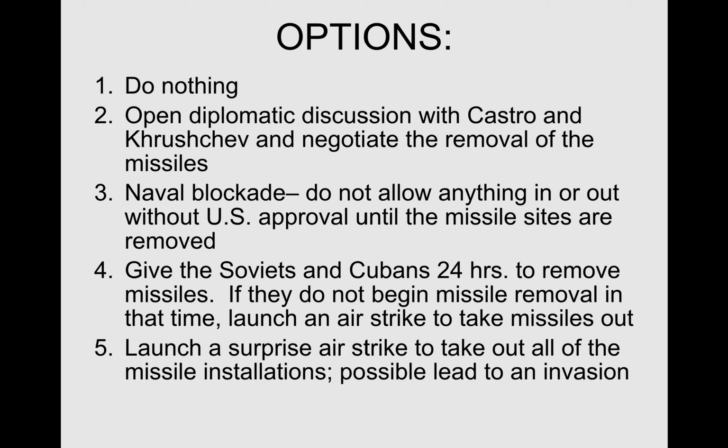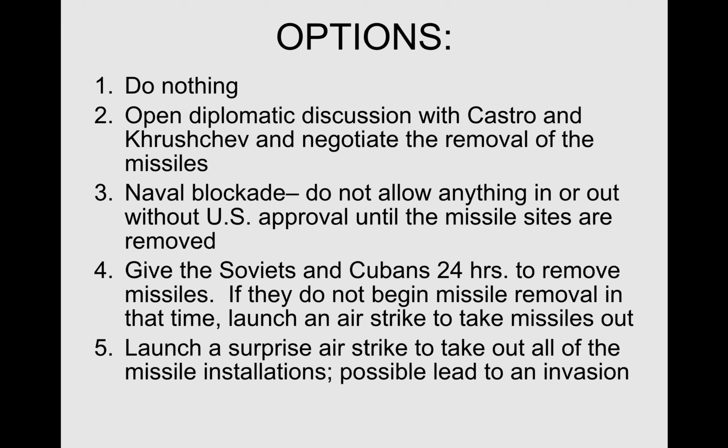The first option is that you could do nothing. You could just allow the Soviet Union to supply missiles and allow Cuba to build them, and they could just be there. The second option is that you could open up diplomatic discussions with Fidel Castro, the leader of Cuba, and Nikita Khrushchev, the leader of the Soviet Union, and try to negotiate the removal of the missiles. So if you did option number 2, you would say, we are just going to try to talk it out. How can we try to convince you to remove those missiles without the use of any military threat whatsoever?